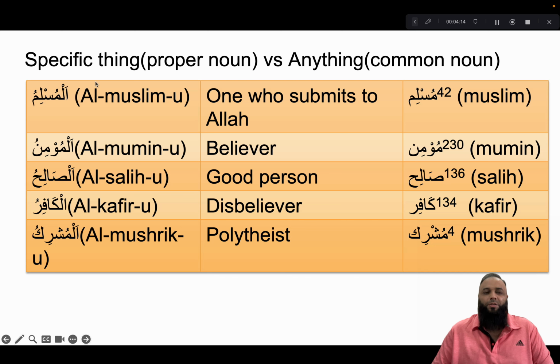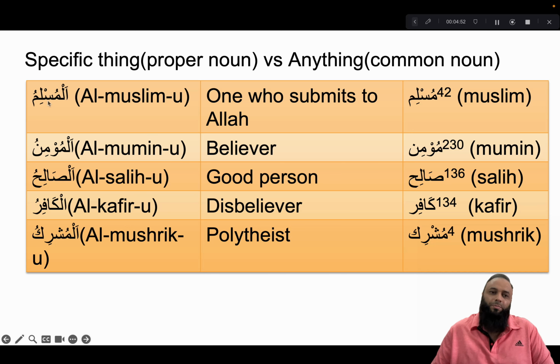If you're in an Arabic country in front of shops, al means a specific object, right? So let's look at this word first, and then we see a proper noun for this. Muslim is basically an Arabic word, and this is how it's written in Arabic, and it's repeated in the Quran 42 times. And the meaning of Muslim is one who submits to Allah, one who submits his will to Allah.